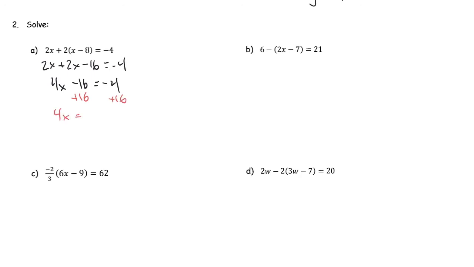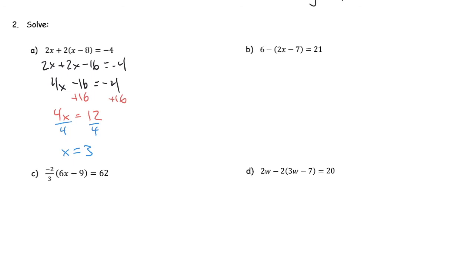Okay, and this becomes 4x, and that's going to become 12. And then I will divide both sides by the coefficient, and I'll get x is equal to 3. So I'm hoping that even in my use of colors here, you see how the process kind of evolves. So in this next one here, I've got 6 minus 2x minus 7 equals 21.